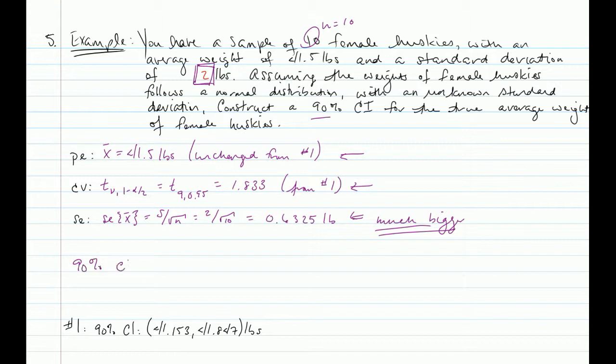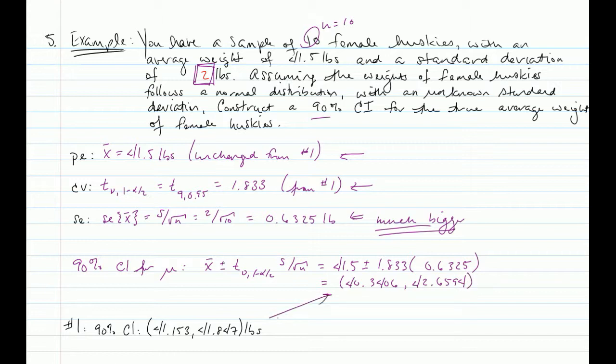Well, we build a 90% confidence interval for mu using the same formula that we always do, x bar plus or minus t nu, 1 minus alpha over 2 probability, times s over the square root of n, and we plug in our values. 41.5 plus or minus 1.833 times 0.6325. And when we solve for this, our confidence interval is 40.3406 up to 42.6594. Comparing these two, this interval is much wider than the interval from 1.